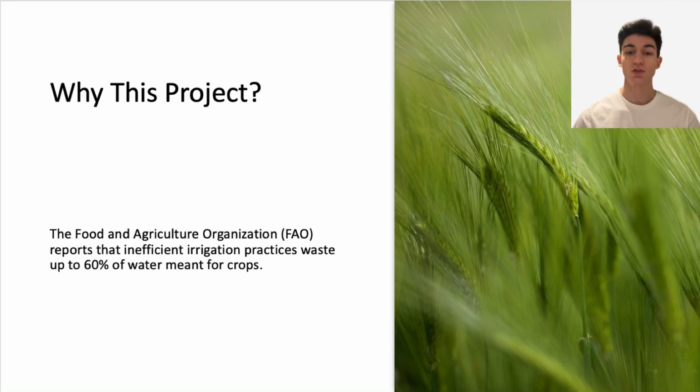The Food and Agriculture Organization reports that inefficient irrigation practices waste up to 60% of water meant for crops. By integrating IoT and AI, the smart watering system optimizes water usage while contributing to the growing smart agriculture market.